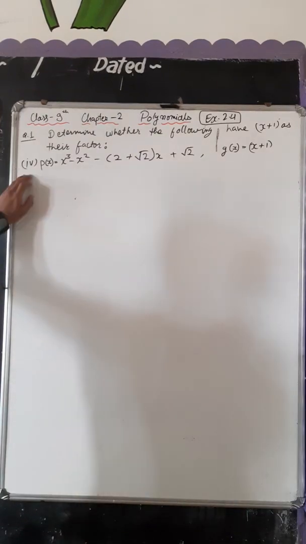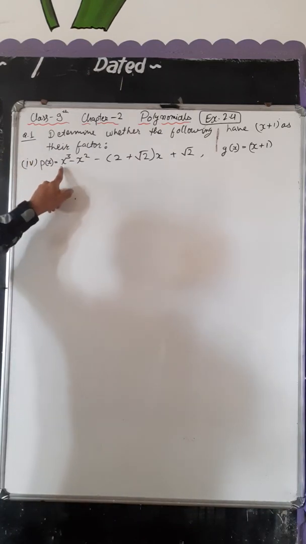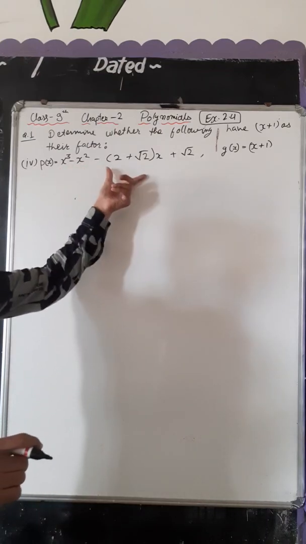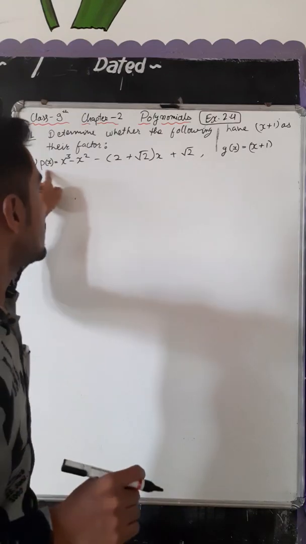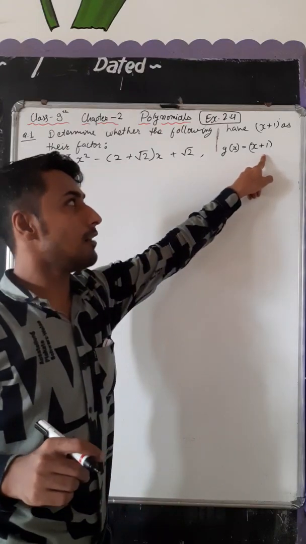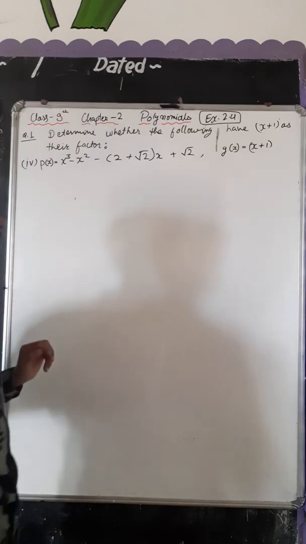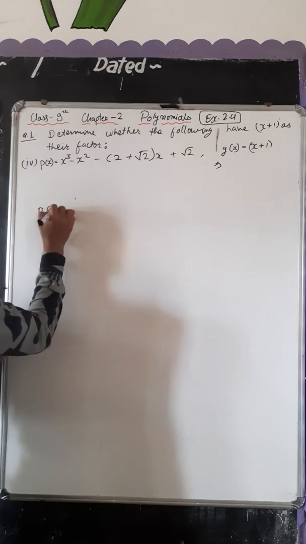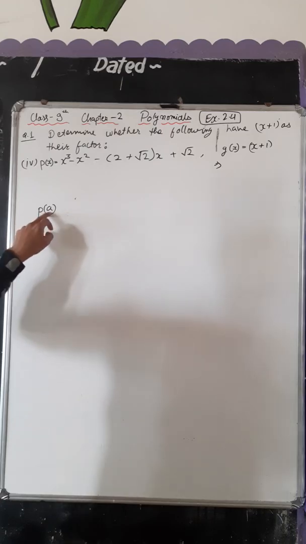Let's take the other part, that is fourth part, okay, of question number first. The px here is x cube minus x square minus 2 plus root 2 into x plus root 2. So this is the equation. We have to find whether x plus 1 is a factor of this particular polynomial or not. So what will we do? We need to find PA, but for that we need to find A first.